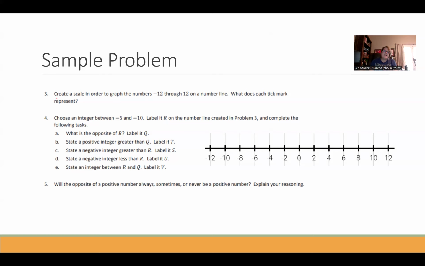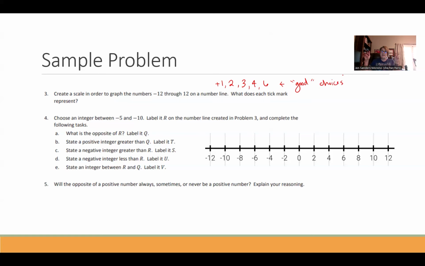So the first thing it says is create a scale in order to graph the numbers -12 through 12 on a number line. So this could be a good discussion point. Do we want to go every one, every two? Three, four, five's probably a bad idea, but we could talk about factors of 12 would probably be a good place to start. So without knowing anything, I would probably go every one, every two, three, four, six. These would all be good choices.